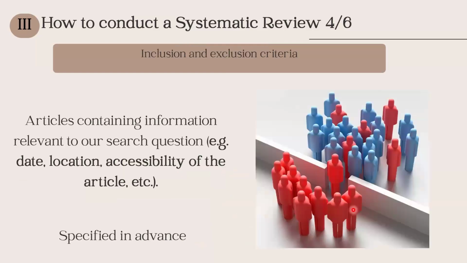With regard to inclusion and exclusion criteria, these are articles containing information that answer our research question. Example: date, location, accessibility of article. But the most important thing is that the information should be clear and sufficient, whether positive or negative, to answer the question, and that it should be stated in advance to avoid any bias on the part of the researcher.